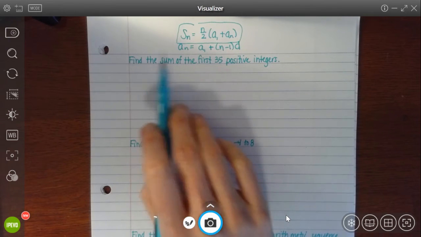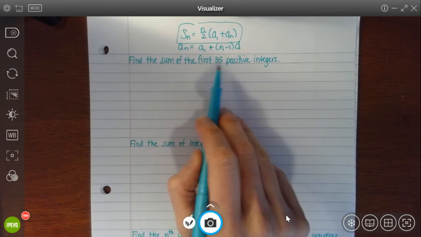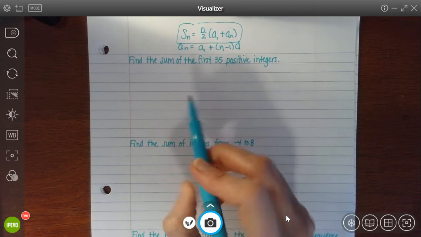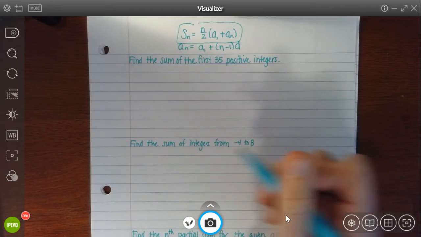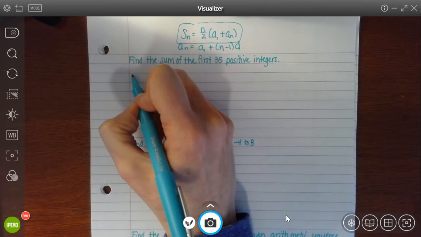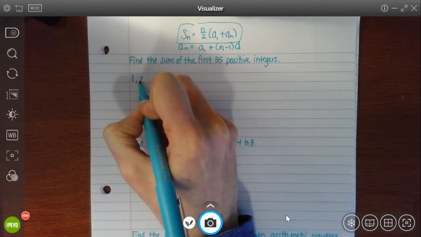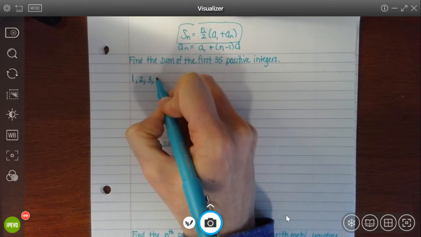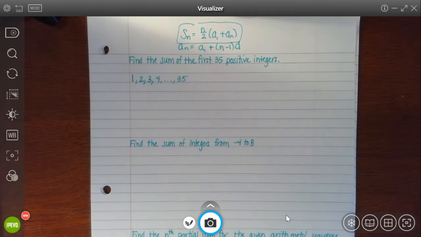Now, when they say to find the sum of the first however many positive integers, so in this case, I chose 35. So find the sum of the first 35 positive integers. If you think about what integers are, those are our positive whole numbers. So when we're starting with the first 35 of them, we're starting with the first number we would see, which would be 1. And then our integers increase by 1 every time. So we would get 1, 2, 3, 4, all the way up to, for this problem, 35.